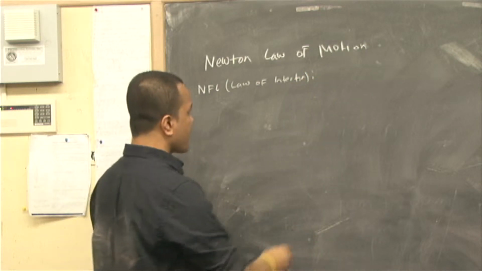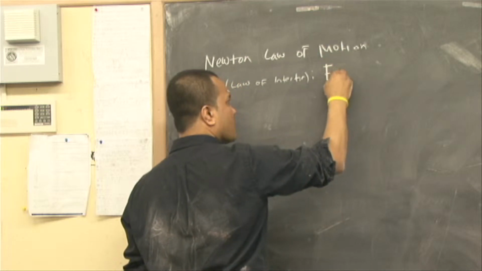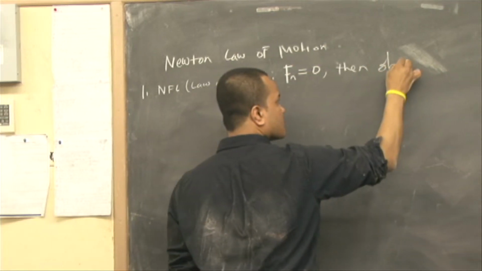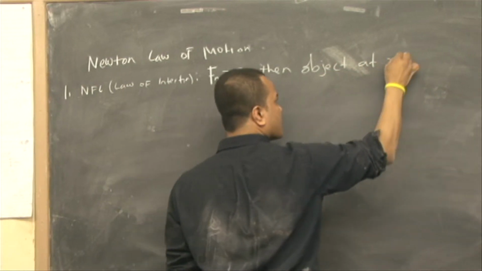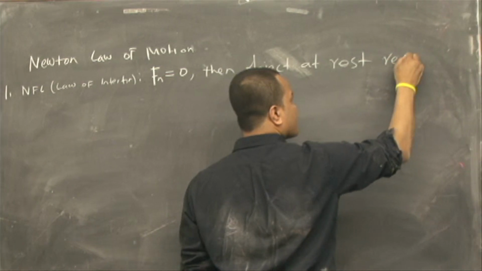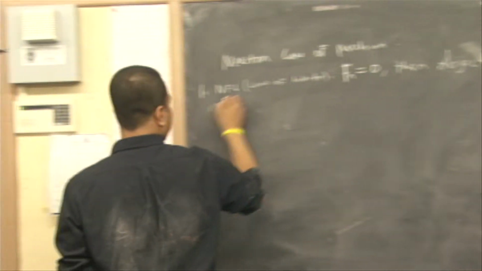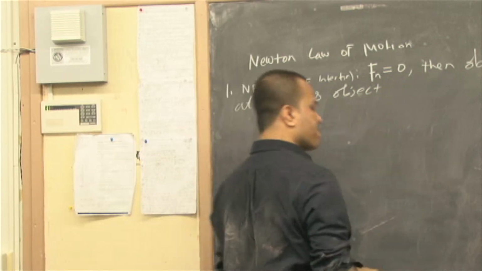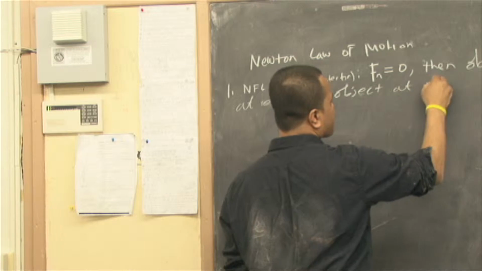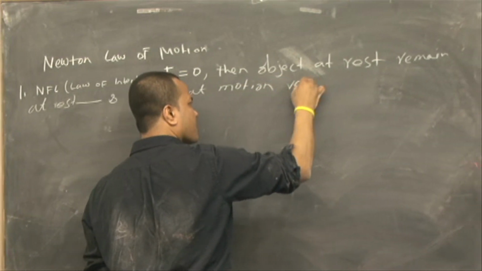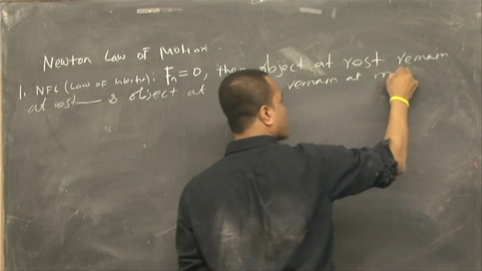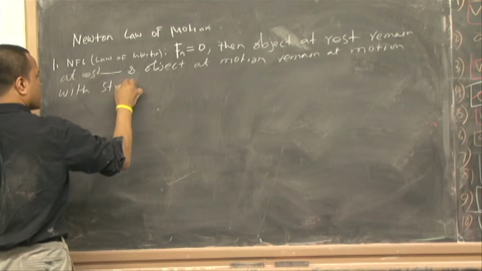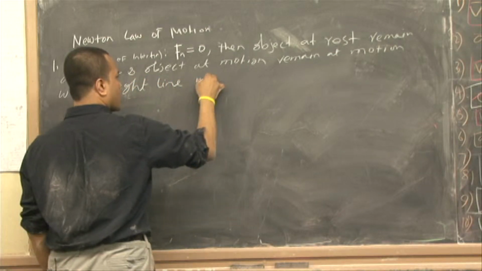The law of inertia tells us that if the net force on an object is 0, then an object at rest remains at rest, and an object in motion remains in motion in a straight line with constant velocity.